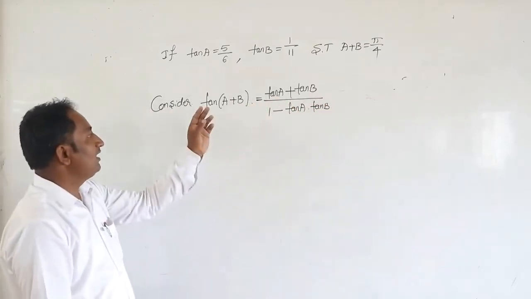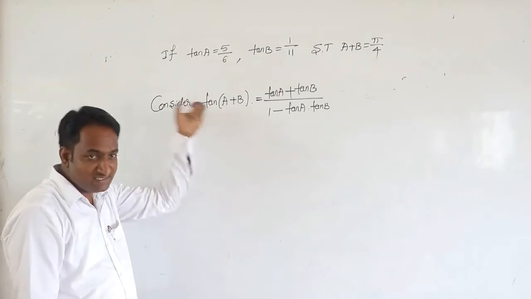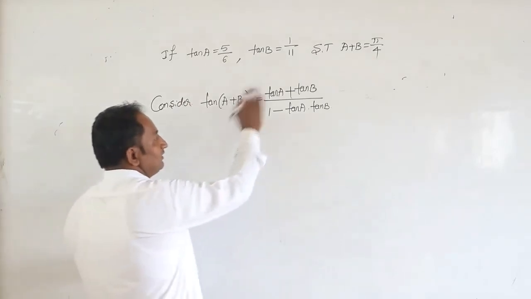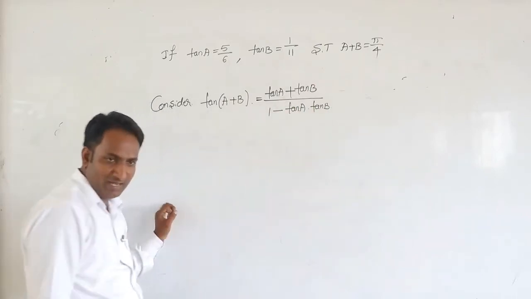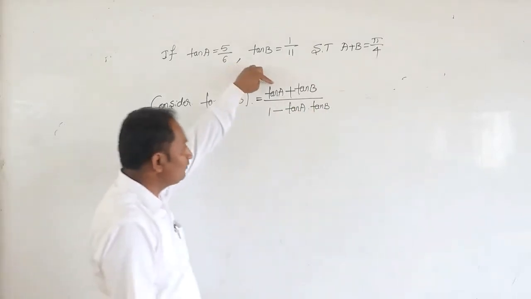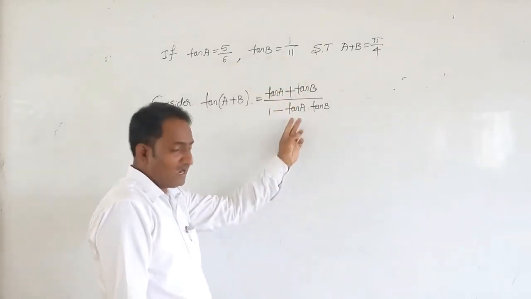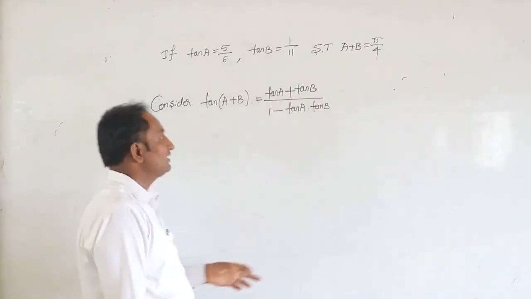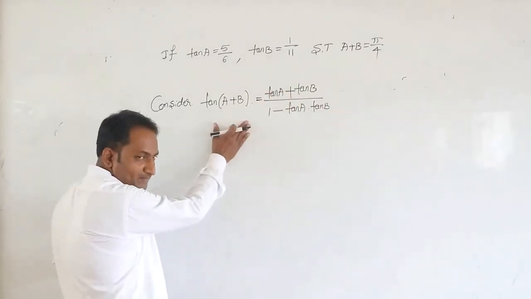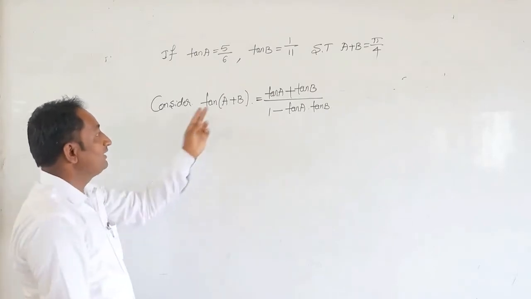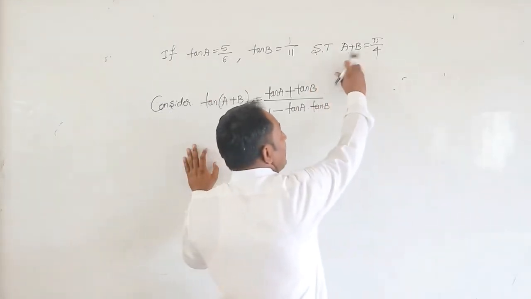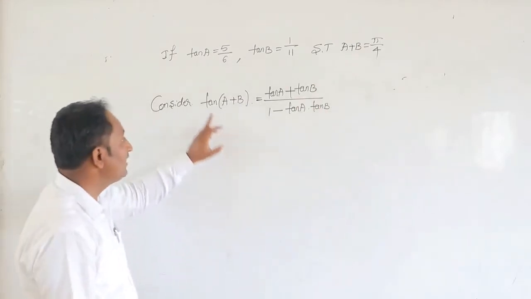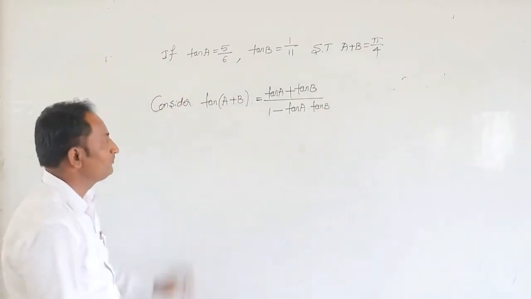Here, tan of a plus b is considered. Applying the formula, tan(a+b) is equal to tan a plus tan b divided by 1 minus tan a into tan b. Because we know the values of tan a and tan b, we can consider tan of a plus b. Tan of a minus b is also possible, but to get the result a plus b, we take the tan of a plus b form.